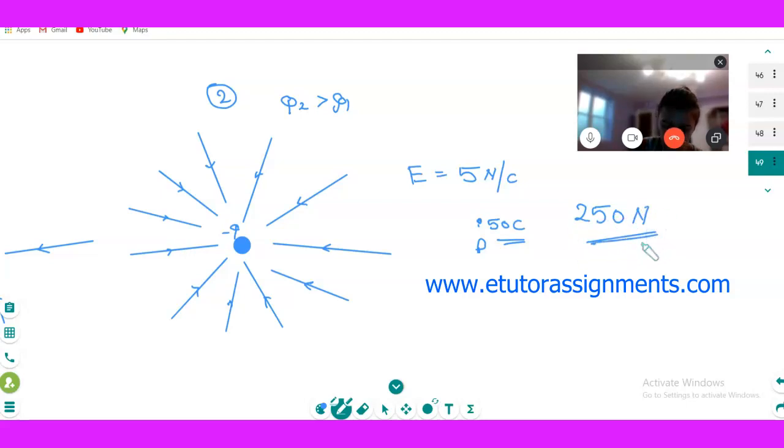So the electric field is equal to F divided by Q. Electric field E equals F divided by Q, and F is equal to E times Q. Very simple formula. Is it clear, or any doubt?